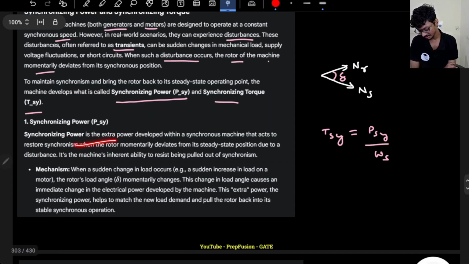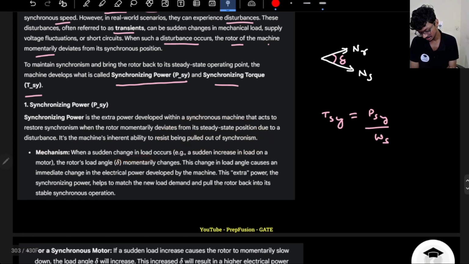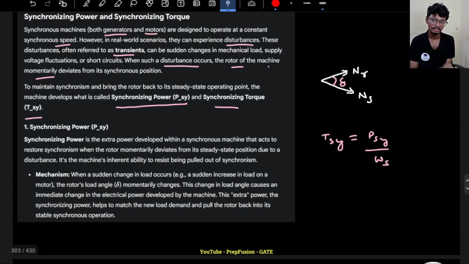So the synchronizing power is the extra power developed within a synchronous machine that acts to restore synchronism when the rotor momentarily deviates from its steady state position due to disturbance. It's the machine's inherent ability to resist being pulled out of synchronism. When a sudden load change happens, the delta value momentarily changes. This change in load angle causes an immediate change in the electrical power developed. This extra power, the synchronizing power, helps to match the new load demand and pull the rotor back to synchronism. The new steady state delta value will change obviously, but it will help bring it back to synchronism because the NR value, rotor speed, will reduce, right? Already discussed in the previous lecture.